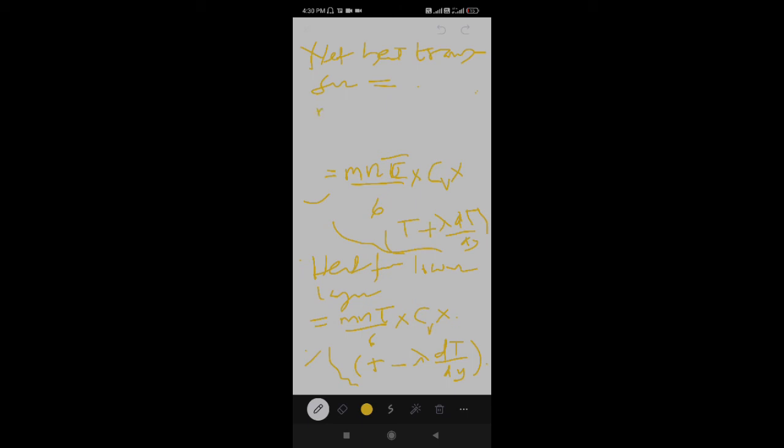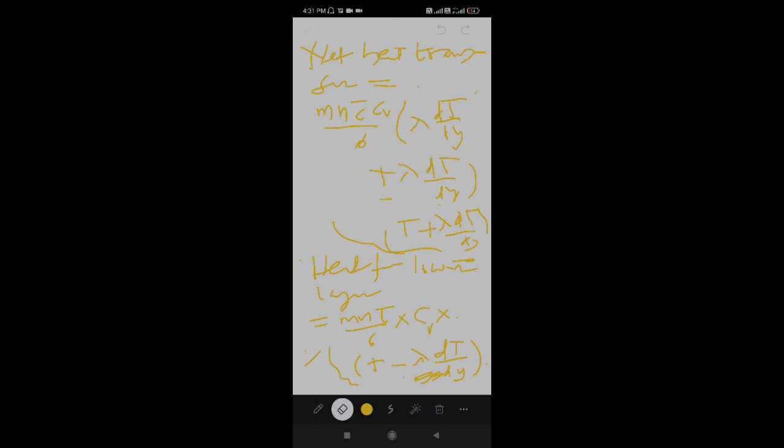See what is common? mn c bar cv by 6 into this term, second term. What is that? Lambda dT by dy. Okay, plus or minus? This thing minus of this minus lambda dT by dy. Minus of minus means plus, plus again same term due to the second momentum transfer. This thing minus of minus plus here.